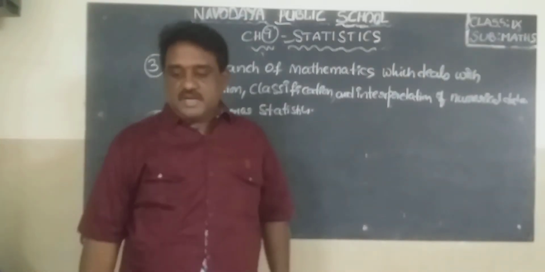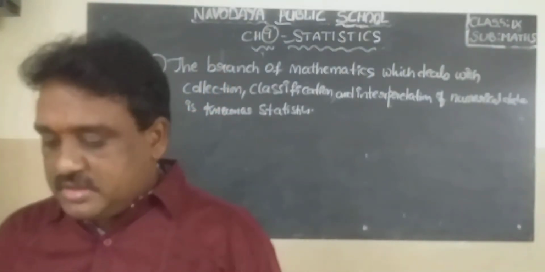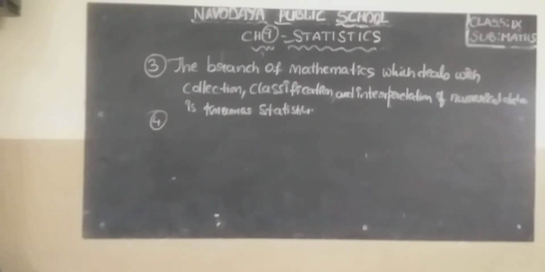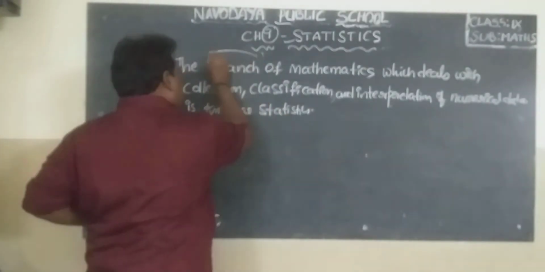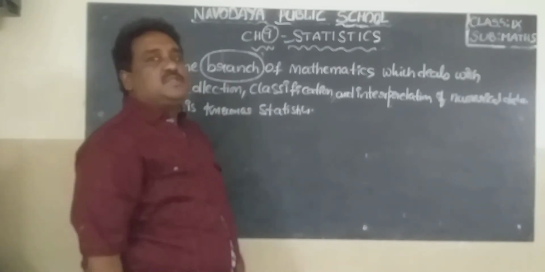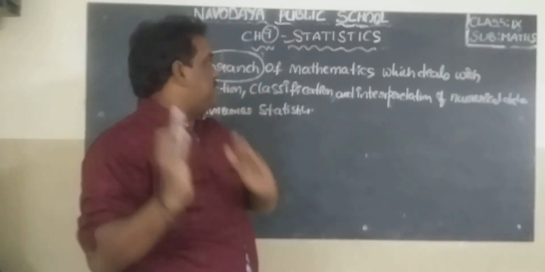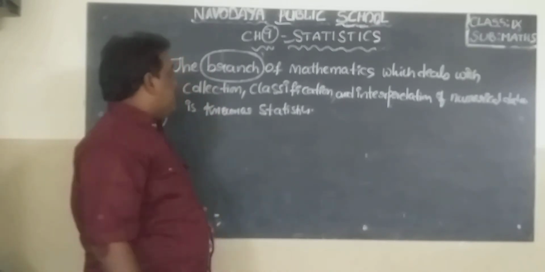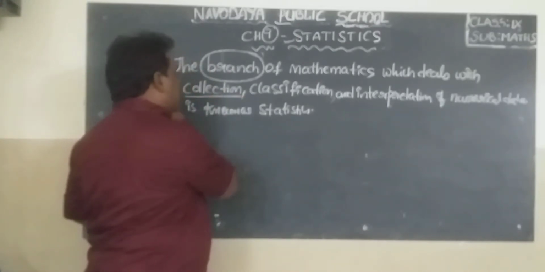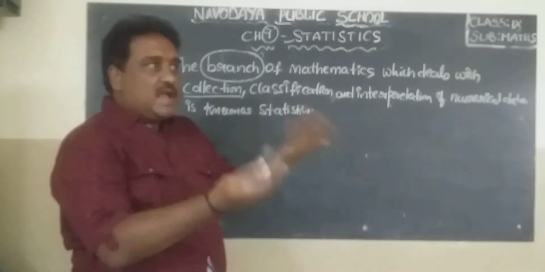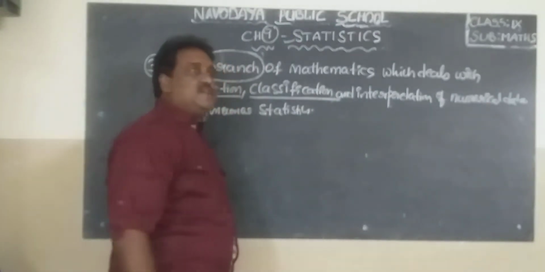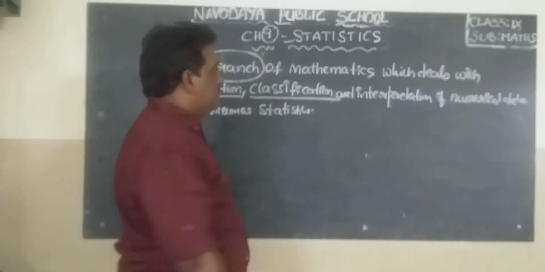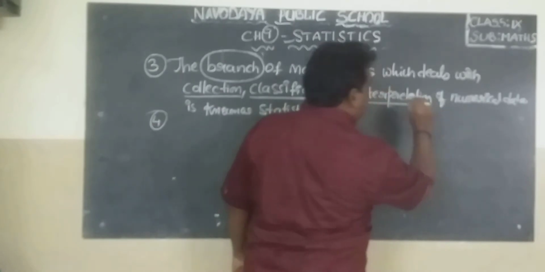First, write the definition of statistics. Then we talk about the definition. So, what is the definition of statistics? The branch of mathematics. In mathematics, so many branches are there. It is one of the branches. The branch of mathematics which deals with three important words in statistics. Number 1, collection, data collection. Number 2, classification, data classification. Number 3, data interpretation.